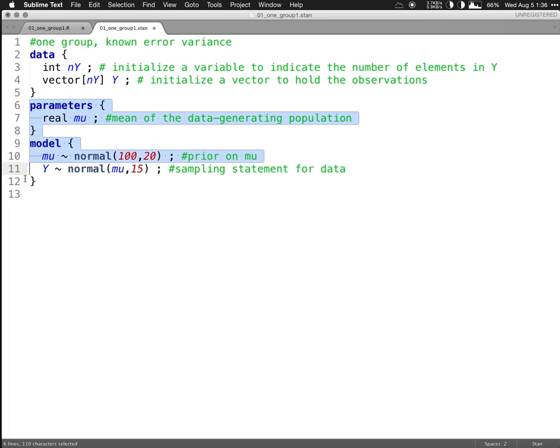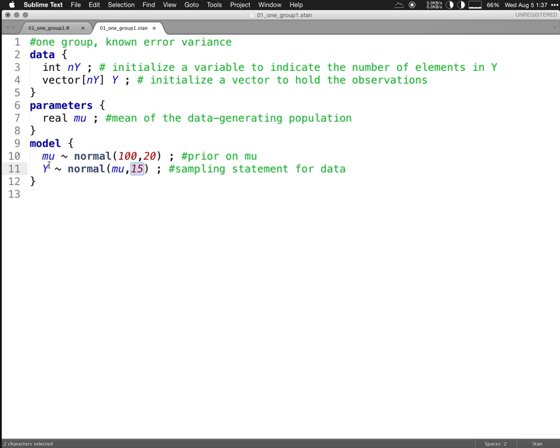The parameters and model blocks specify what sort of model we're going to assume for the data. So we're dealing with a scenario where we're going to assume that the data are generated from some normal distribution with some sort of mean, but then we're going to use the known population standard deviation of 15.